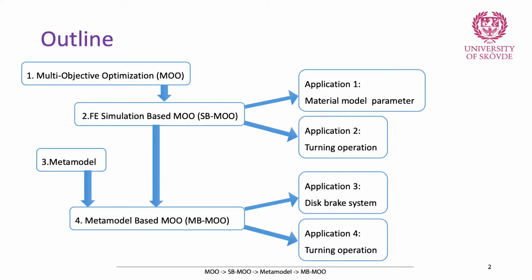Then in the next video, I will talk about meta-models. So I'll define what a meta-model is for you. We'll look at some different kinds of meta-modeling methods. Then we'll know how we can integrate meta-models with SB-MOO. And by using this integration, we can talk about meta-model-based multi-objective optimization. And then afterwards, two industrial or engineering applications of meta-model-based multi-objective optimization will be touched upon.